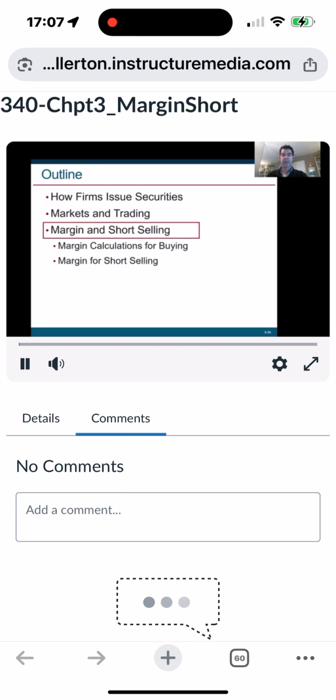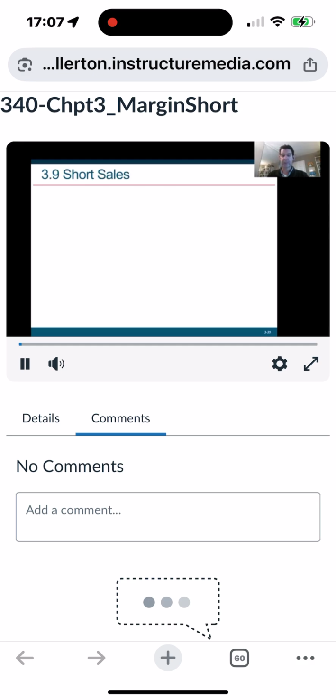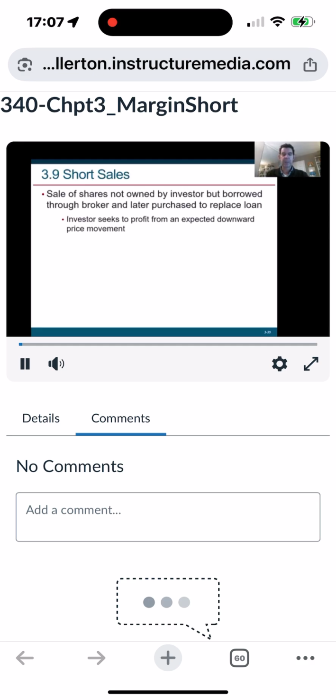In the final topic of Chapter 3, we're going to talk about margin for something called short selling. So let's see what short selling is. Technically speaking, short selling is selling shares that you don't own, so not owned by the investor. How do you sell something that you don't own? You have to borrow it from somebody else. And in this case, you end up borrowing it through the broker.